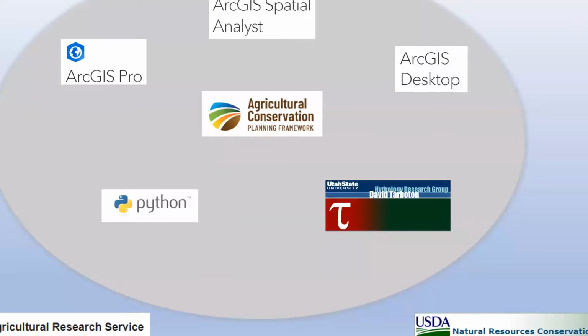So I'm going to just talk for a second about the Agricultural Conservation Planning Framework Toolbox. It's a set of tools built on the Esri platform using either ArcGIS, ArcGIS Pro or ArcGIS Desktop with the Spatial Analyst extension. It also involves a set of Python scripting tools and a set of tools in software called TauDEM developed by Utah State. The development was done through the USDA Agricultural Research Service in conjunction with the Natural Resources Conservation Service.